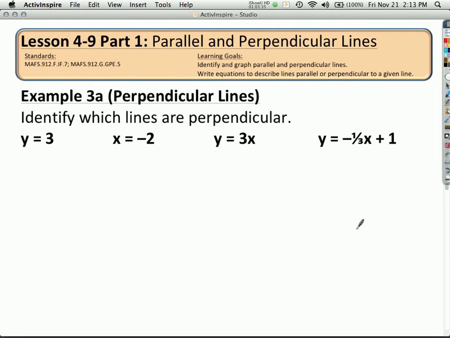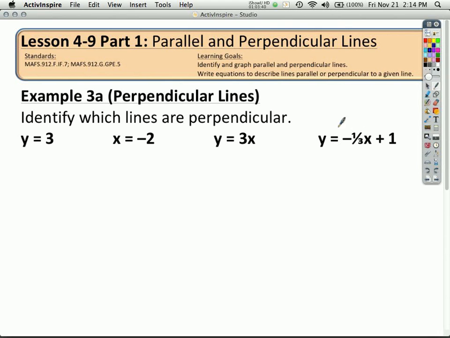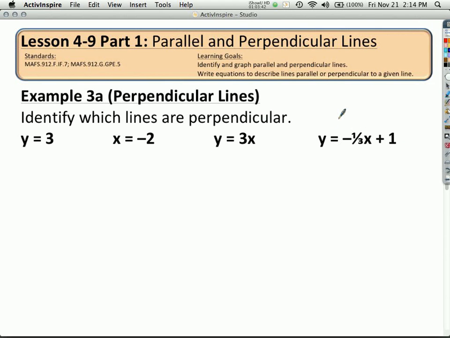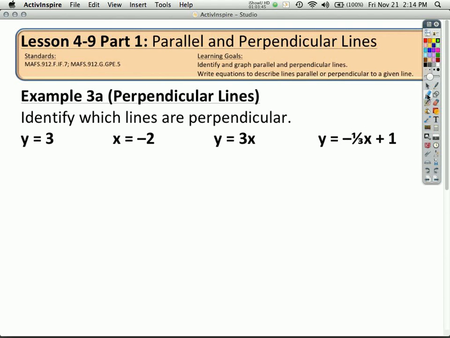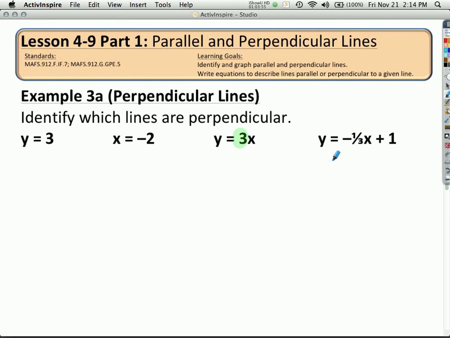Now, I understand that the first 2 lines are a little bit unusual, so let's forget about them for a second, and let's look at these 2 here. So, you should be able to see the slope. What's the slope of the 3rd line, y equals 3x? What is the slope of that, Tristan? Good. What is the slope of the 4th line over here? Amari? Negative 1/3. So now the question is, not are they the same, now the question is, are they opposite reciprocals of each other? Give me a thumbs up if you think they are.